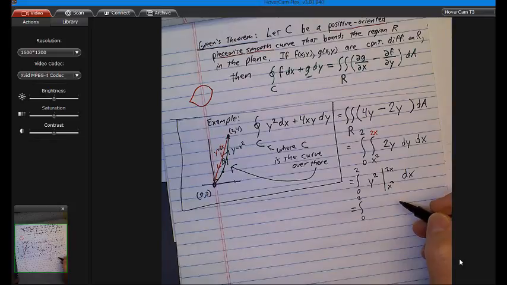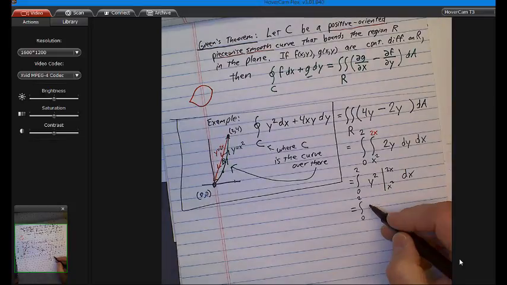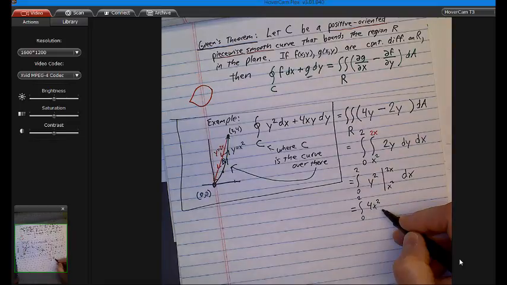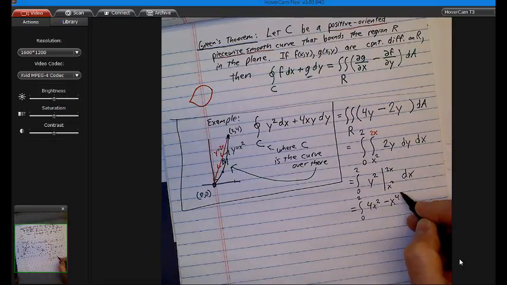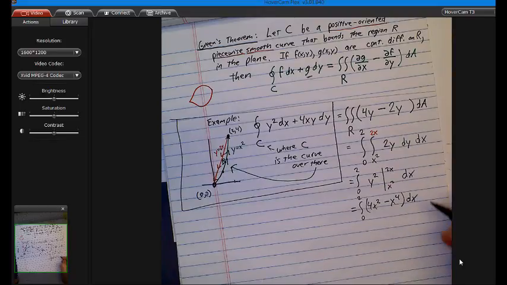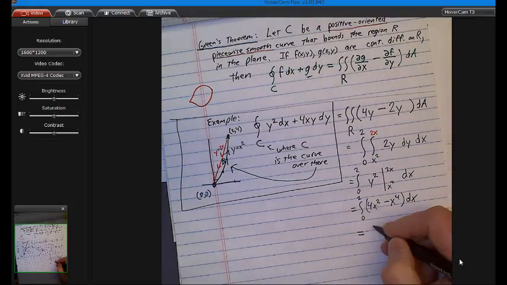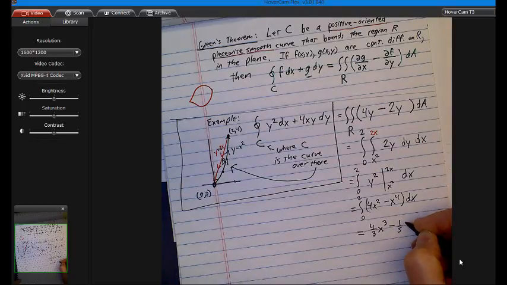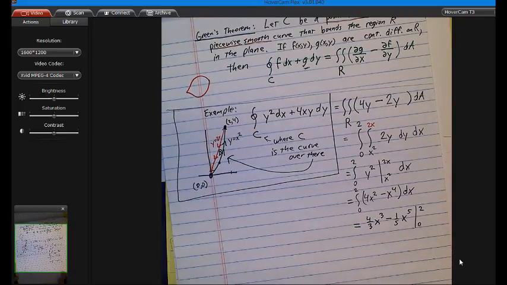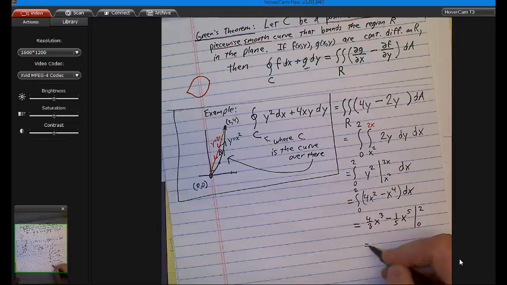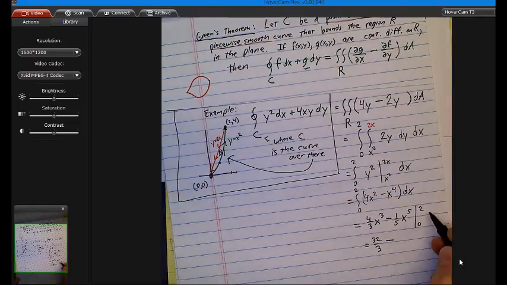0 to 2. So that would be 4x squared minus x to the 4th. Does that look right to you guys? Yeah, I think so. And now when I integrate that, I get 4/3 x cubed minus 1/5 x to the 5th from 0 to 2. So 2 cubed is 8, so I get 32 thirds minus, and 2 to the 5th is 32 also, 32 fifths. Wow, that's really cool.